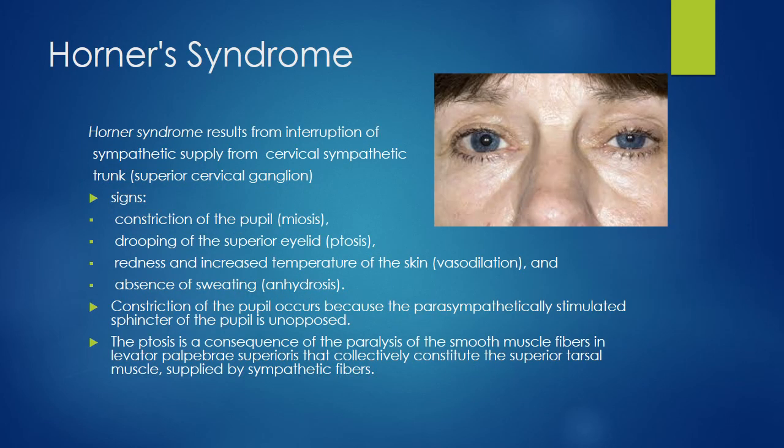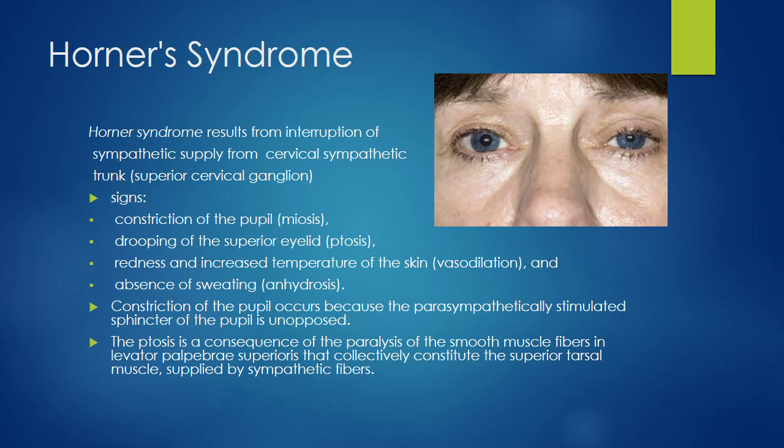And in the last, Horner's syndrome. Horner's syndrome results from interruption of sympathetic supply from a cervical part of sympathetic chain, especially superior cervical ganglion. It will result in constriction of the pupil, that is called miosis, drooping of the superior eyelid, that is called ptosis, redness and increased temperature of the skin due to vasodilatation, and absence of sweating, that is called anhidrosis.